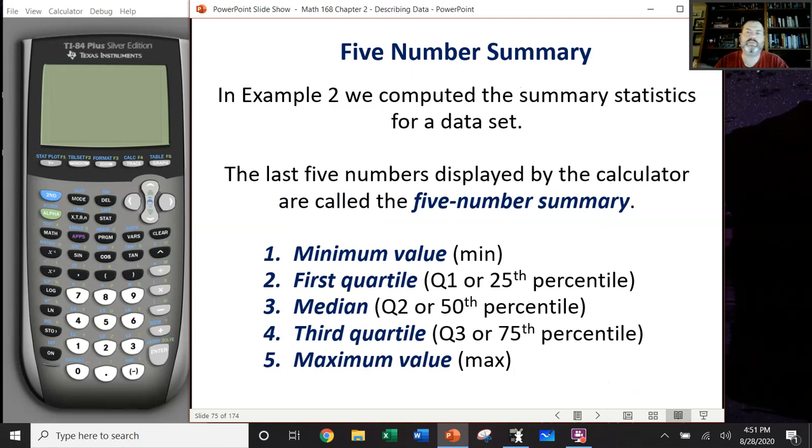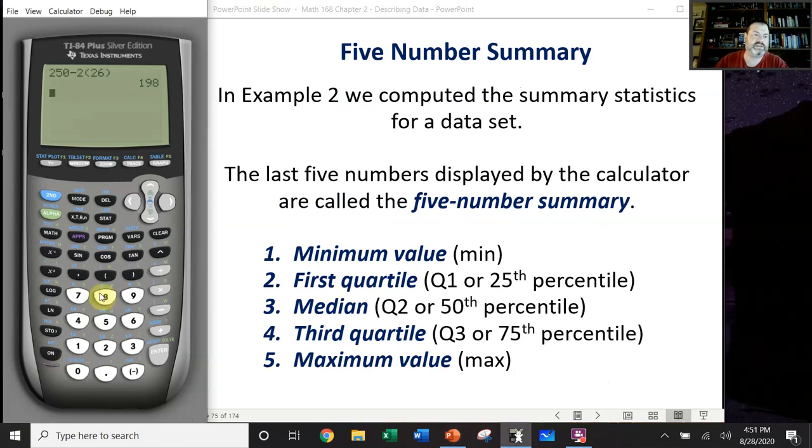And in example 2, we computed the summary statistics for a data set, right? So let me go ahead and call it back up here. Right, so you already have it in your calculator.